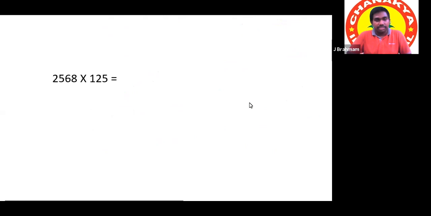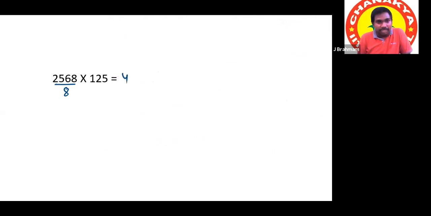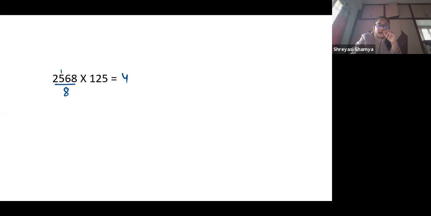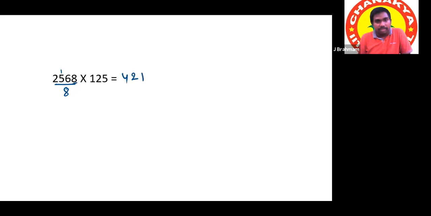Let us do this exercise. Help me in dividing the given number by 8. 25 divided by 8: 3 times it is 24, remainder 1. Then 16: 2 times it is 16. And 8: 1 time it is 8. So there is no remainder. Means 0 is the remainder.